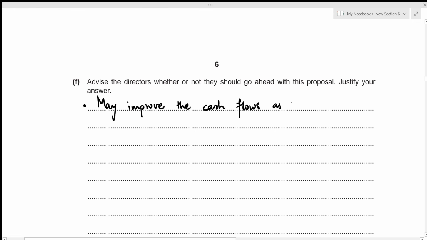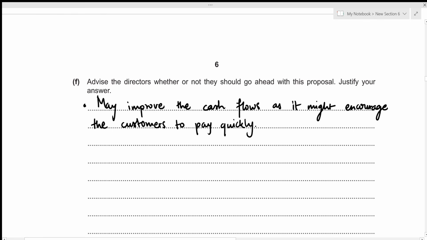as it might encourage the customers to pay quickly. Nextly, discounts allowed will reduce the profit because we are essentially cutting down our income by providing a discount to the customers for a prompt payment. And we clearly worked out that the company is going through a loss. So if we're providing more discounts, then the company will have to bear more loss. Let's write that down as well.